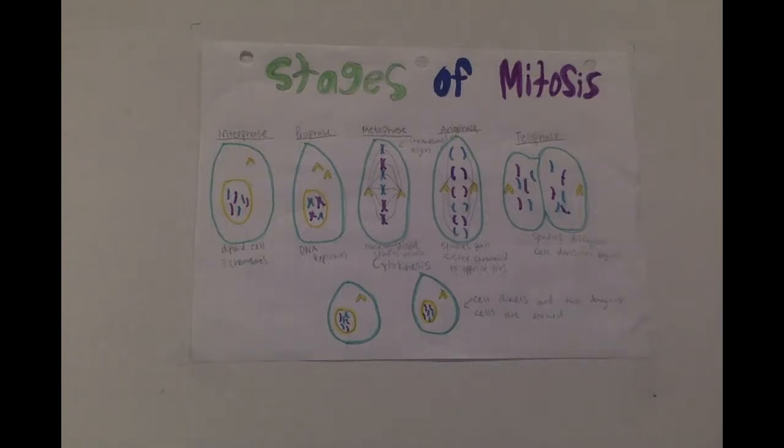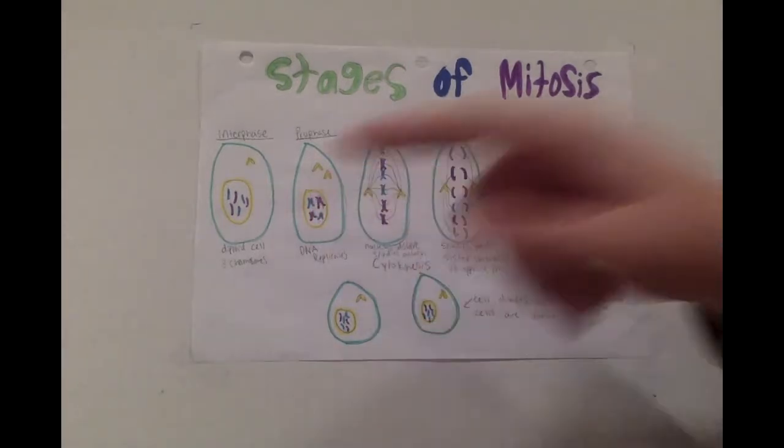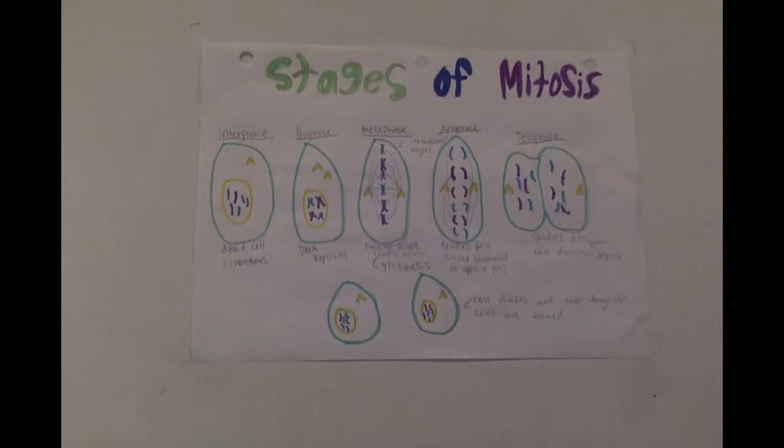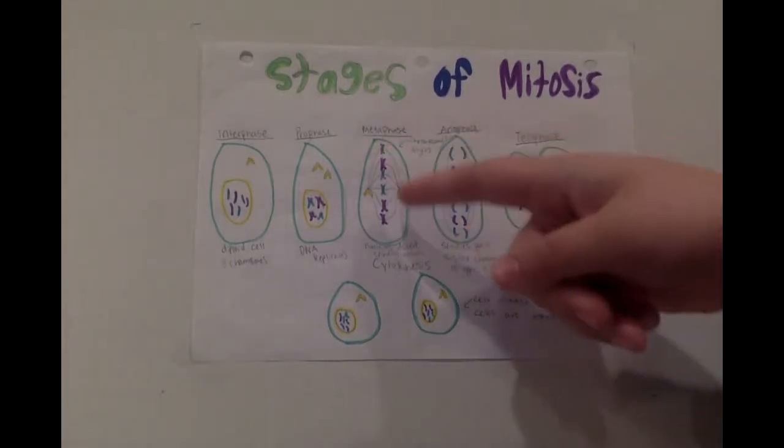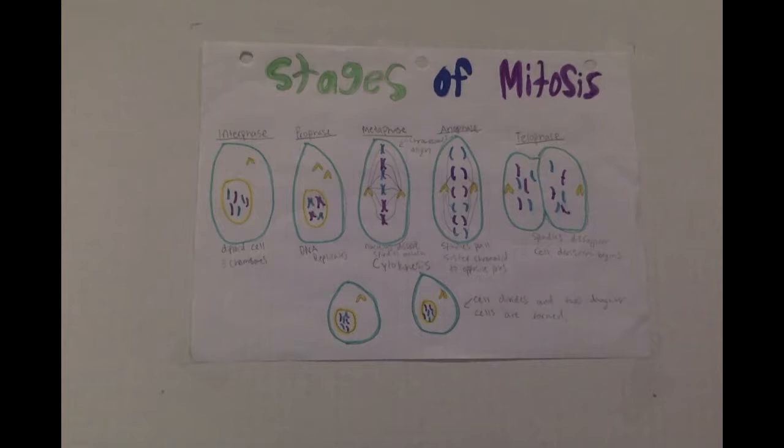And then the next is metaphase. And this is when the nucleus will dissolve. There's no nucleus as shown in this one. And the spindles will attach to the chromosomes. The next is anaphase. And this is when the spindles begin to pull the sister chromatids to the opposite poles. And telophase is when the spindles disappear and the cell division will begin. And then last is cytokinesis, and this is when the cell divides and 2 daughter cells are now formed.